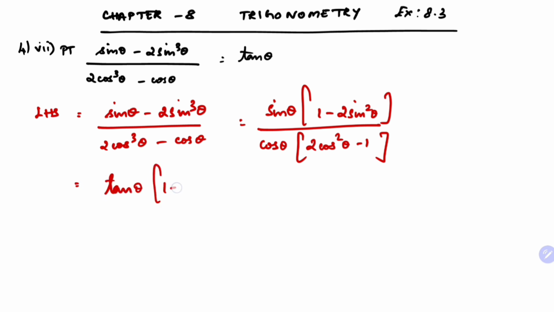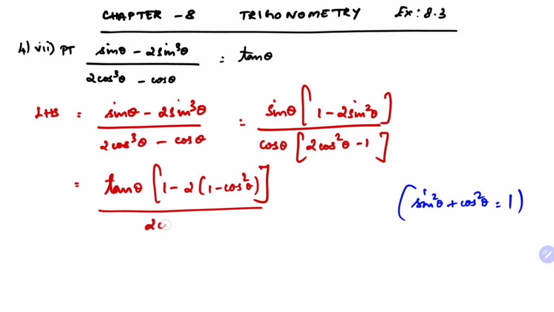Then we can also write sin square theta as 1 minus cos square theta. By the identity sin square theta plus cos square theta is equal to 1, by rearranging the terms, we will get sin square theta as 1 minus cos square theta. So by substituting, we can continue the answer.